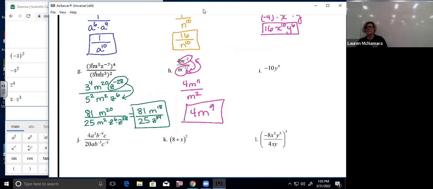Example I, I don't have any parentheses. I don't have any negative exponents. I have y to the 0 power, which means I don't see any y's. So since I don't see any y's, the only thing that's left is the coefficient, which is negative 10.